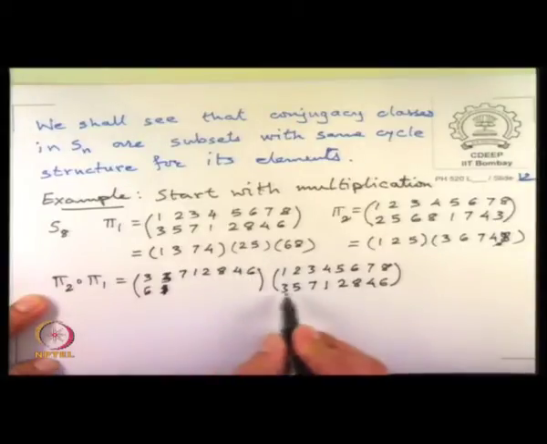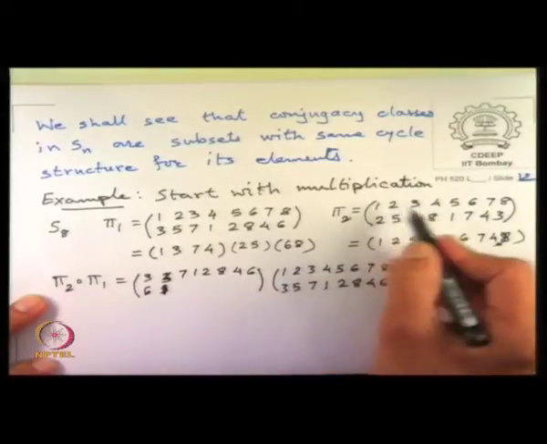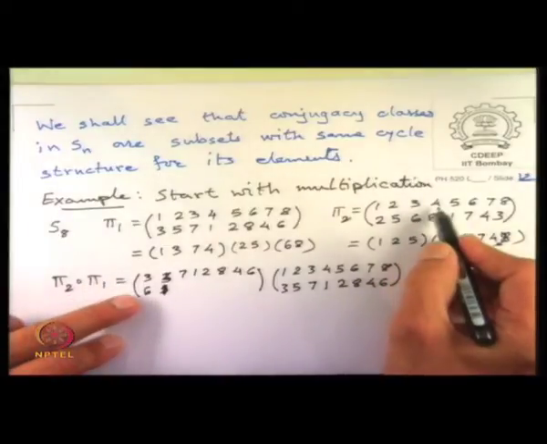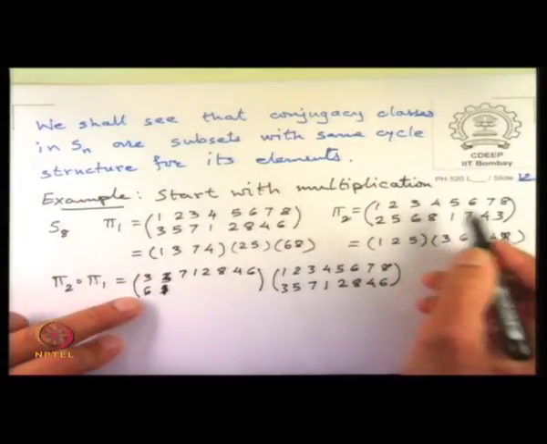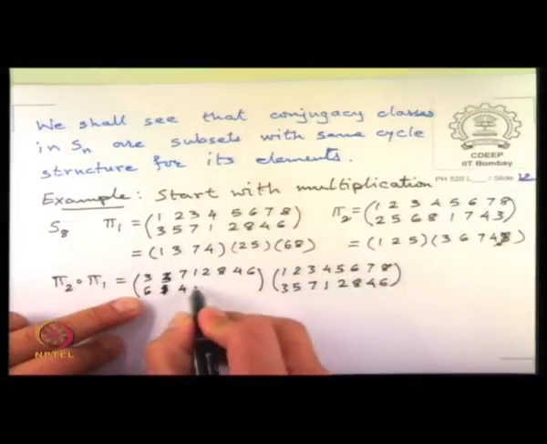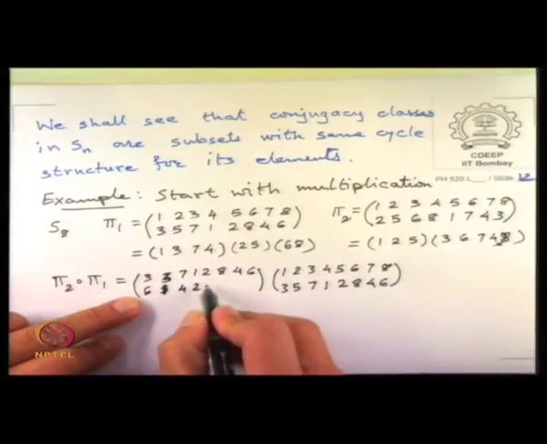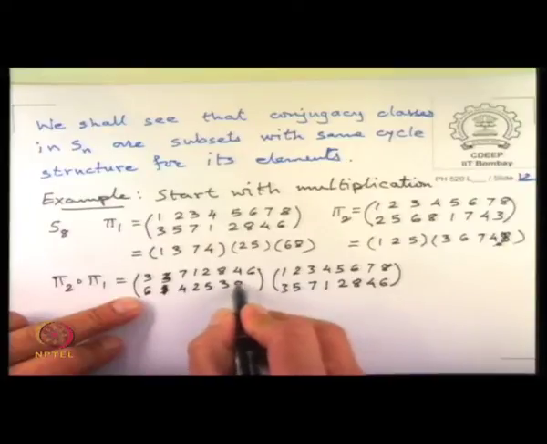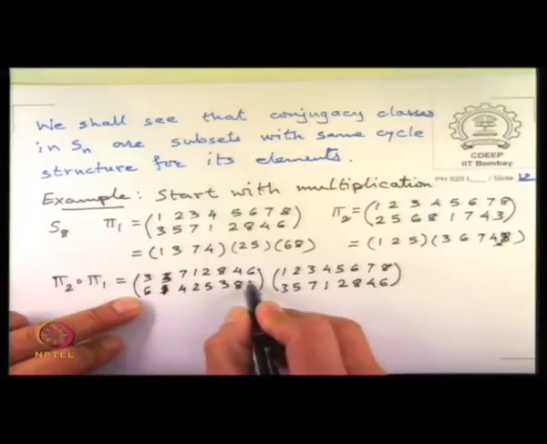Okay, so I write this row exactly over here, and then here I pick the corresponding columns. So 3 goes to 6, 5 goes to 1, 7 goes to 4, 1 goes to 2, 2 goes to 5, 8 goes to 3, 4 goes to 8, and 6 goes to 7, right.